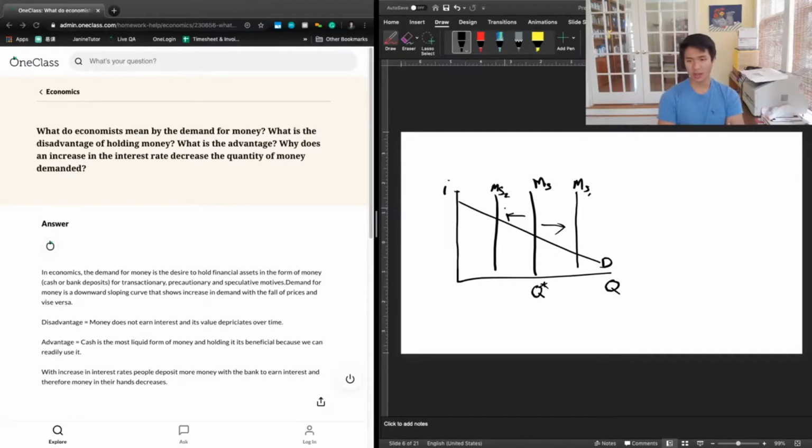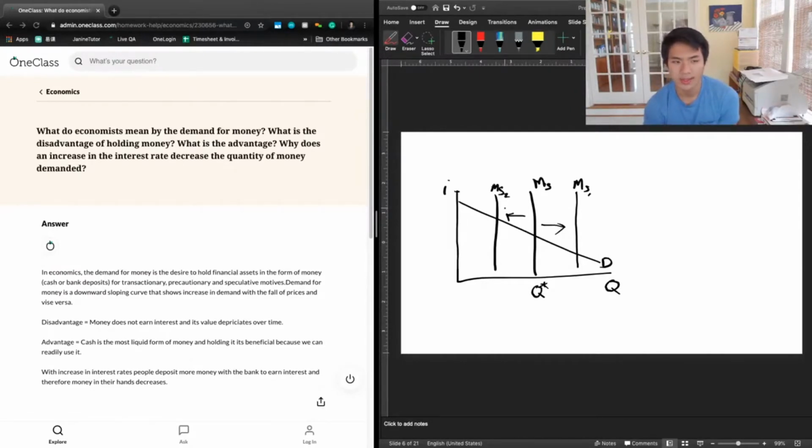And so why is that the case in this situation? Why is a higher interest rate likely to result in a lower quantity demanded for money, and why does a low interest rate suggest there would be a higher demand for money? And so the reason is fairly simple, right?